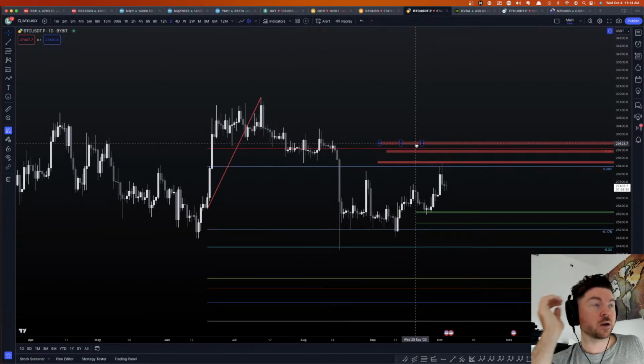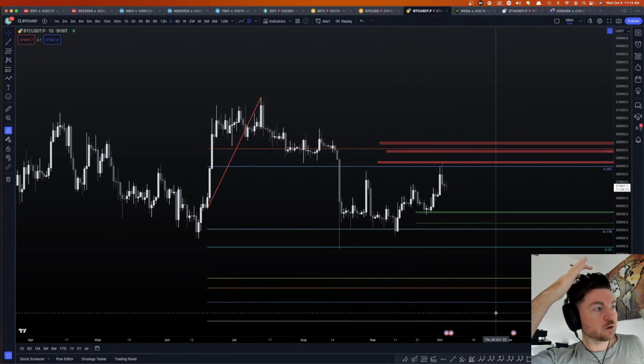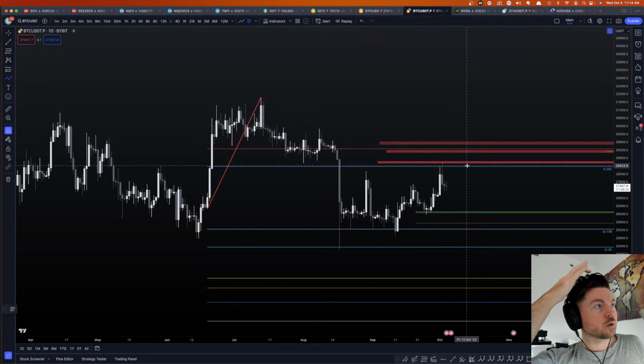Now if it went into the higher one that I said I liked more, that would be a little disrespect, unless it did something like this, where it just wicked quickly. Just a quick wick and then back down. I'd be alright with that.